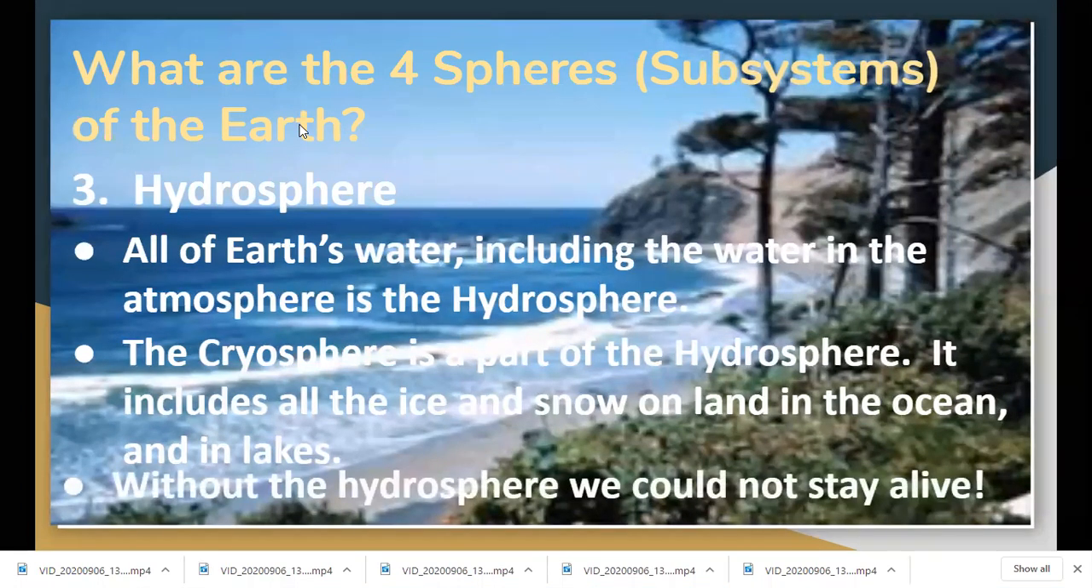Without the hydrosphere, we could not stay alive. We need water. Plants need water to grow. We need to eat the plants. We need to drink water to stay alive. The animals need to drink water to stay alive. We eat the animals, so we wouldn't stay alive without water.